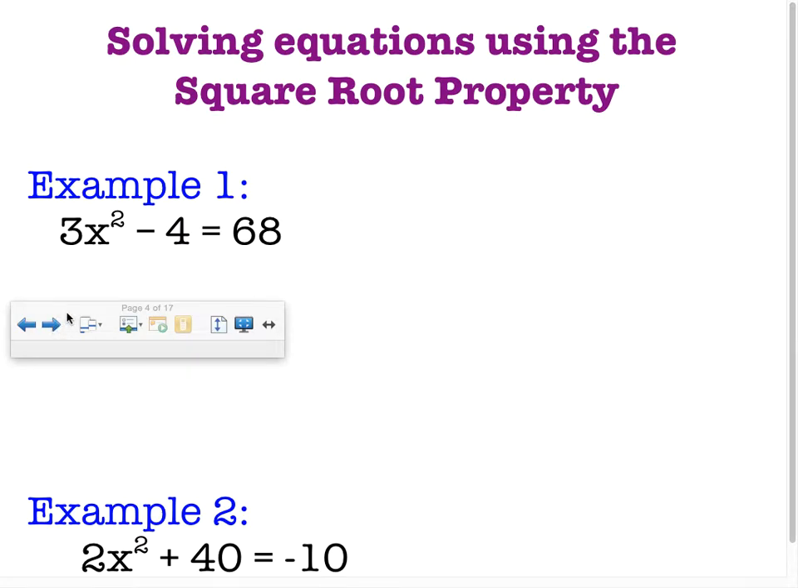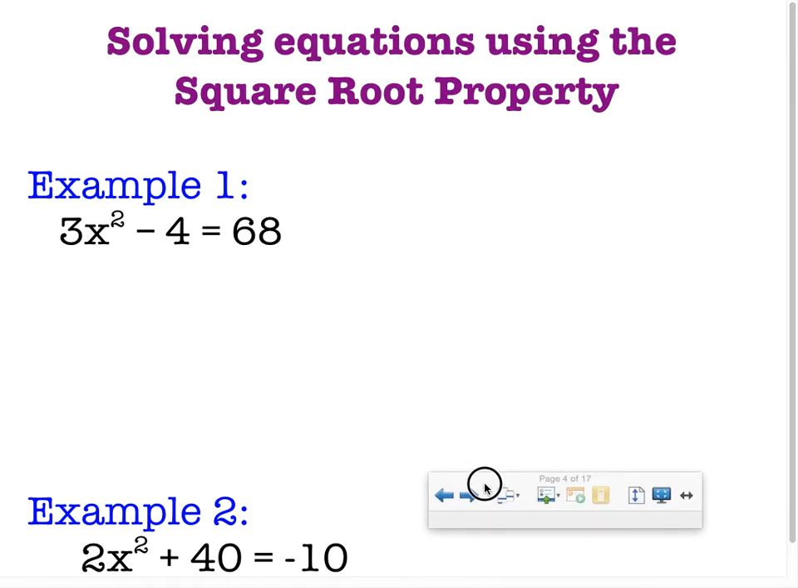So let's talk about solving equations using the square root property. There are really two steps to this. The first is you want to isolate the x squared term. Once the x squared term is isolated, you're going to be able to take the square root of both sides and solve for the solutions for x. You know you can use the square root property anytime the middle term is gone, meaning there's no x. There's an x squared, but there's no x. If there's no x, you're home free for using this property.